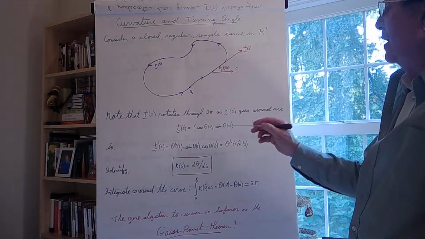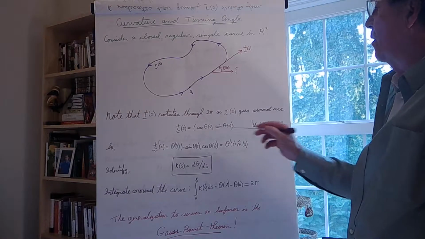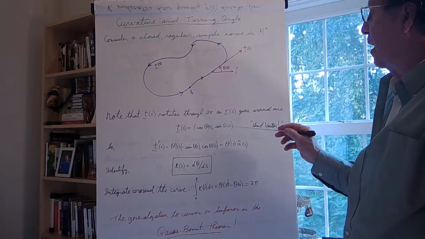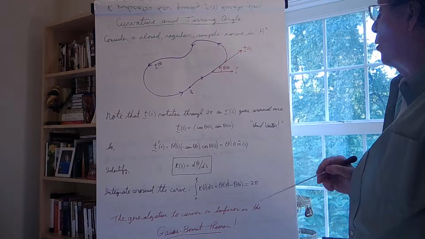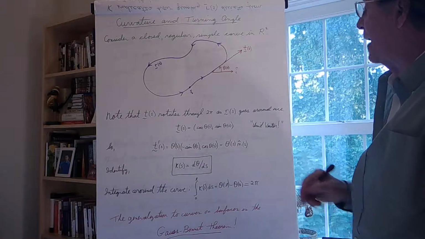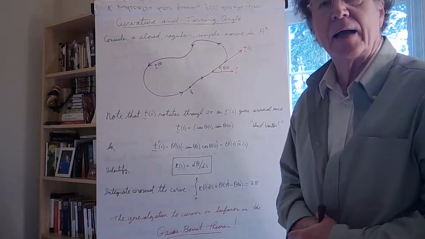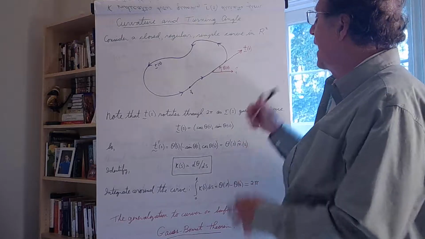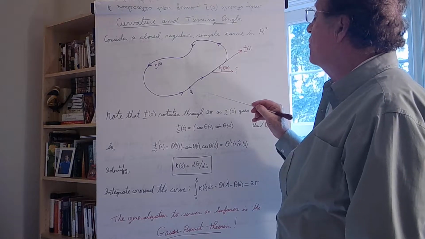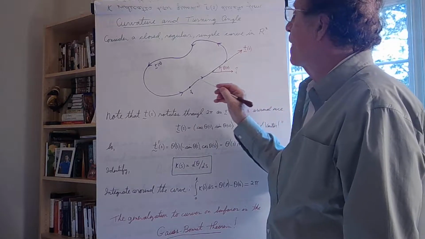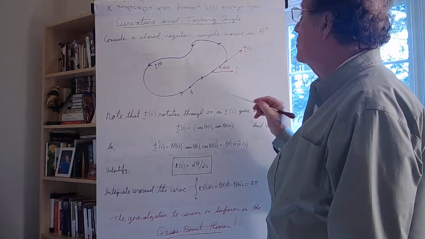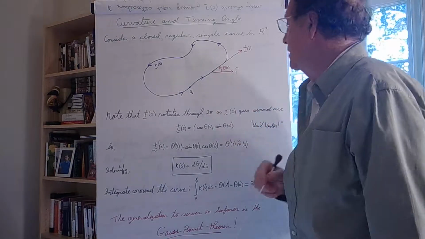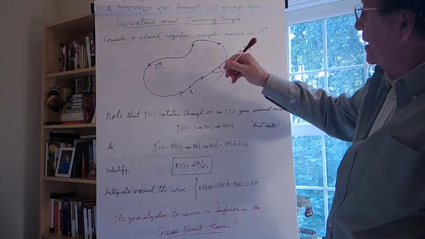Well, I can parameterize T of s by just noting that it's a unit vector. I can write it as cosine theta in the x direction and sine theta in the y direction, and then track theta of s, and cosine and sine of theta, as T rotates around, as my point P moves from s naught all the way around the closed curve. It's a closed simple curve, simple meaning it doesn't intersect itself, regular and closed. You know what that is. So there's T of s.